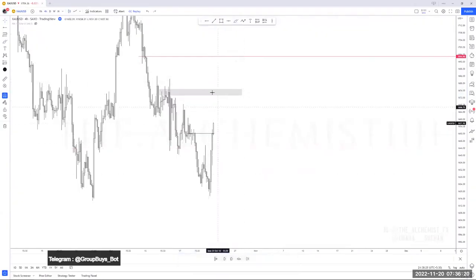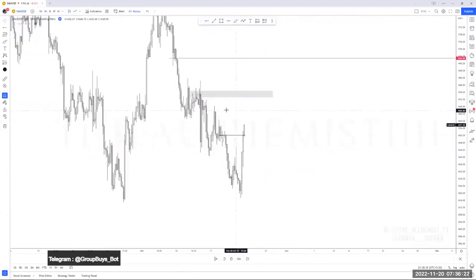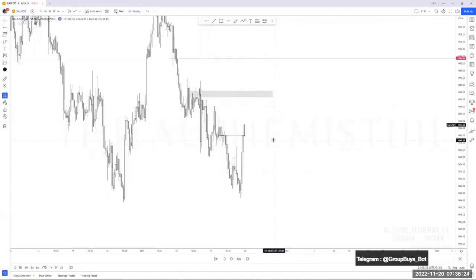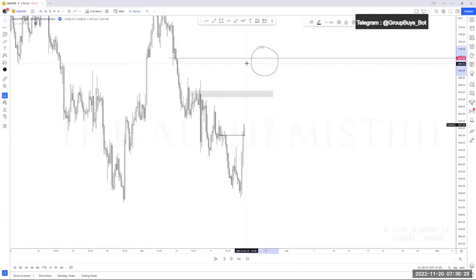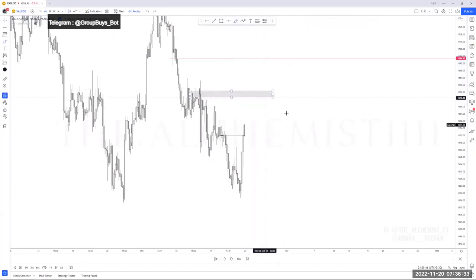Because this is your next daily zone, right? We're not bothered about this because we are in a weekly to weekly storyline. Price has now closed above the weekly zones, so price needs to get here now. But before it gets here, it has to react from this.